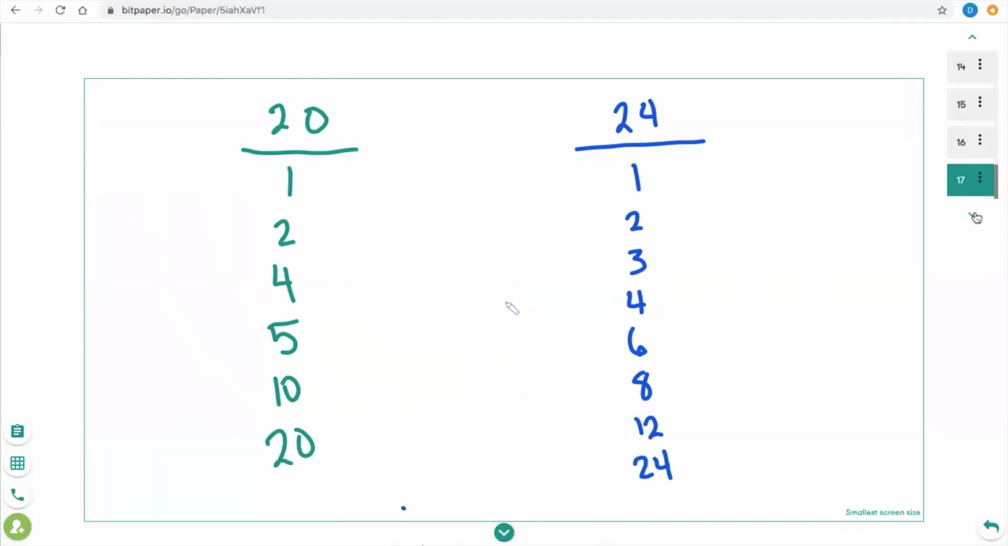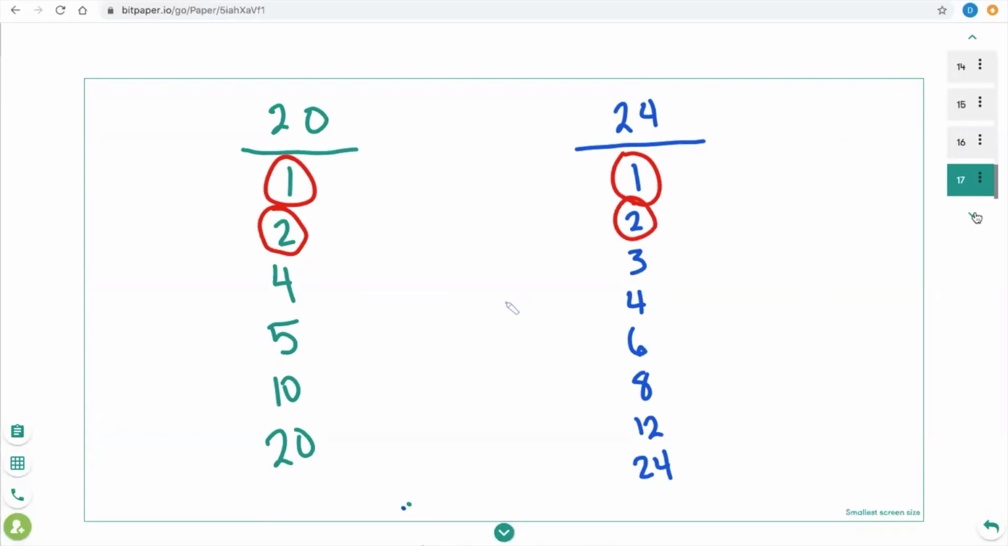All right, so now that we've got these factors listed, let's go through and find the common factors between the two, meaning the two factors that are the same, so that both of these numbers have that factor. For example, 1 is a factor of 20. It's also a factor of 24. 2 is a factor of 20 and a factor of 24.